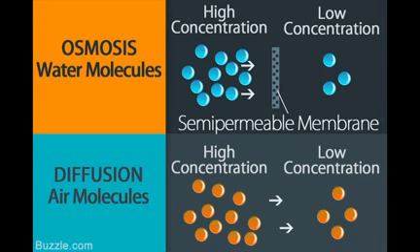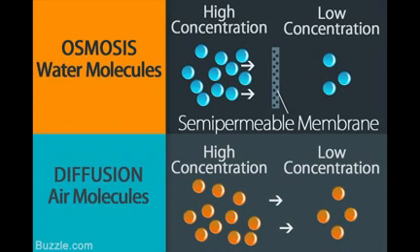So we can define osmosis like this: osmosis is the diffusion of solvent, usually water, through a semi-permeable membrane from a dilute or weaker solution into a concentrated or stronger solution. In case of diffusion, it moves from higher concentration to lower concentration. And in case of osmosis, it occurs through the semi-permeable membrane from a dilute or weaker solution into a concentrated or stronger solution.